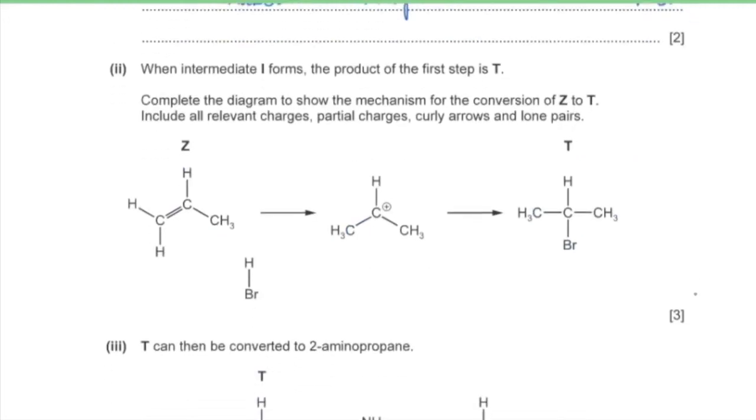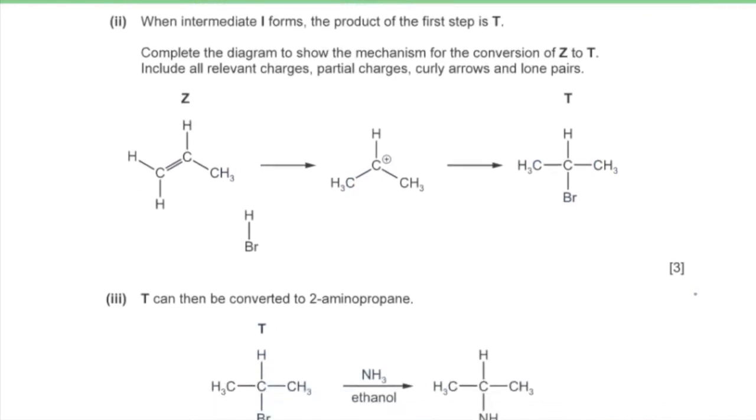Part 2, when intermediate 1 forms, the product of the first step is T. Complete the diagram to show the mechanism for the conversion of Z to T. Okay, so this double bond between these 2 carbon atoms is electron dense, which induces a partial positive charge on this hydrogen atom, and Br gets a partial negative charge. This bond breaks heterolytically, so an arrowhead towards Br. This intermediate with a carbon carrying a positive charge will be attracted towards bromine that has a negative charge and a lone pair of electrons. So this will be attracted towards this C, which has a positive charge on it.